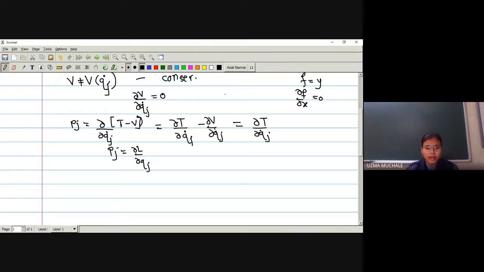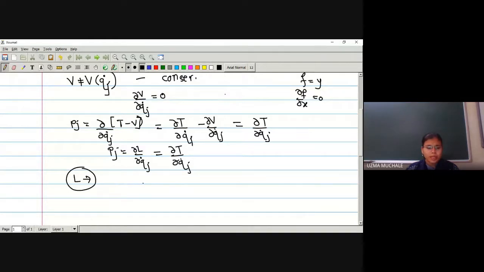This is directly from the relation between generalized momentum and generalized coordinate, which is dou T by dou qj dot, right? So this is the relation between generalized coordinate and generalized momentum and cyclic coordinate. Now we are going to see what a cyclic coordinate is. Cyclic coordinate means what? The coordinate which is absent in L. Okay, the coordinate which is absent in L is called a cyclic coordinate.